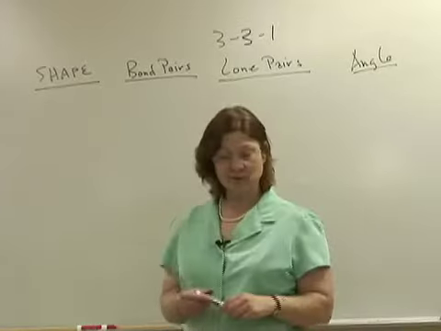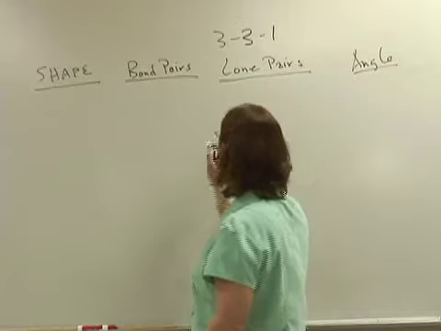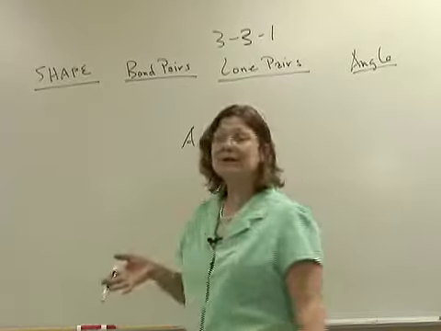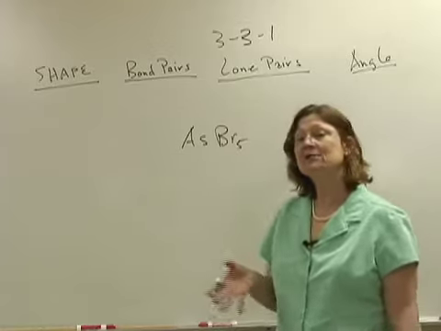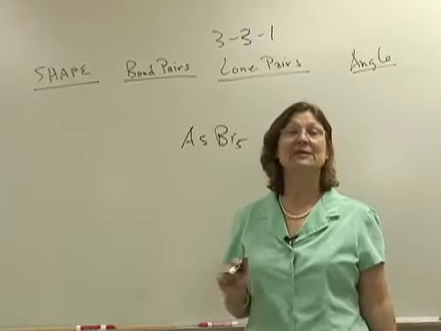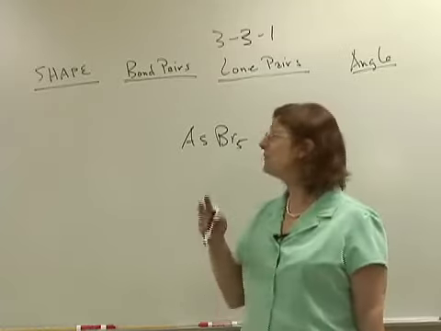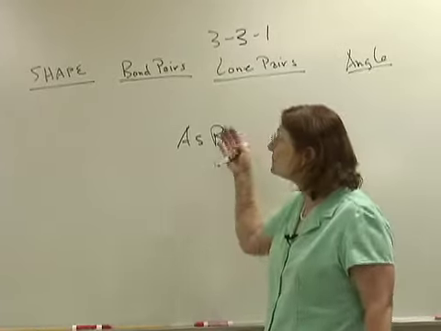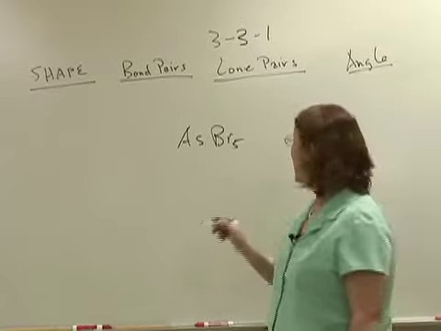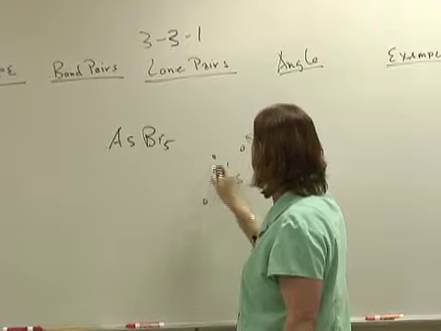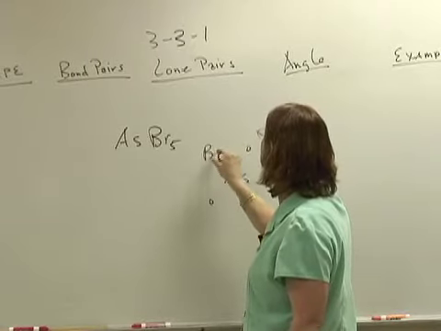Now, the first one that we're going to talk about is AsBr5. And in some respects, these are easier to figure out because arsenic has 5 valence electrons and bromine has 7 valence electrons. And therefore, each one of the bromines wants one of the arsenic's electrons. And when I draw this, I see that each one will be shared with a bromine.